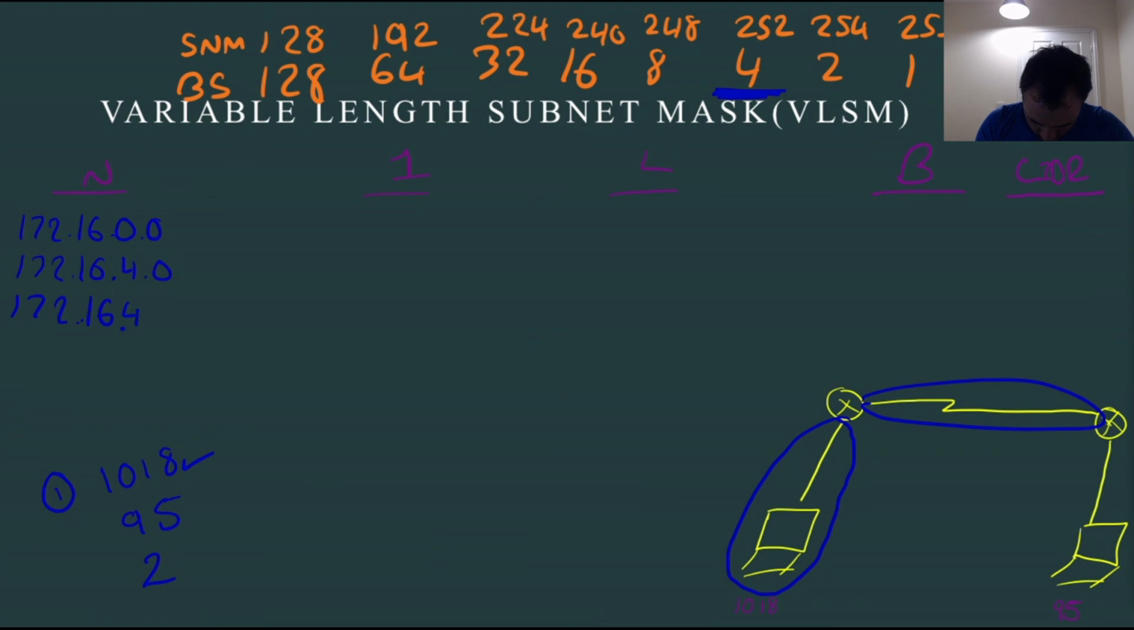172.16.4, and then we said 128. So we add 128 here. And then we've got our 95, which our block size is 128. We've got our start point for our network, but we just need to work out our block size.